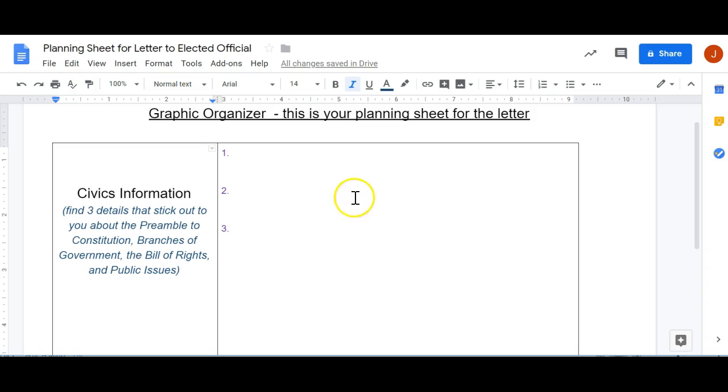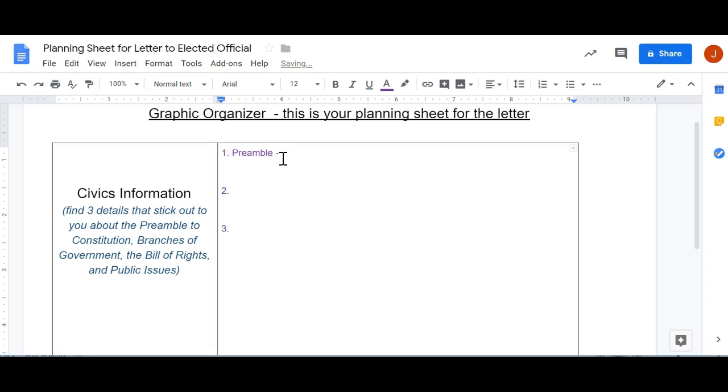Okay, so here are my examples if I were filling in this graphic organizer. And what I tried to do was to cover several of these topics. So not all of my information is going to be about the Bill of Rights. I actually chose 3 out of these 4 categories as far as information that really sticks out in my head. So this is the way that I'm going to organize it. The first piece of information is coming from the preamble.